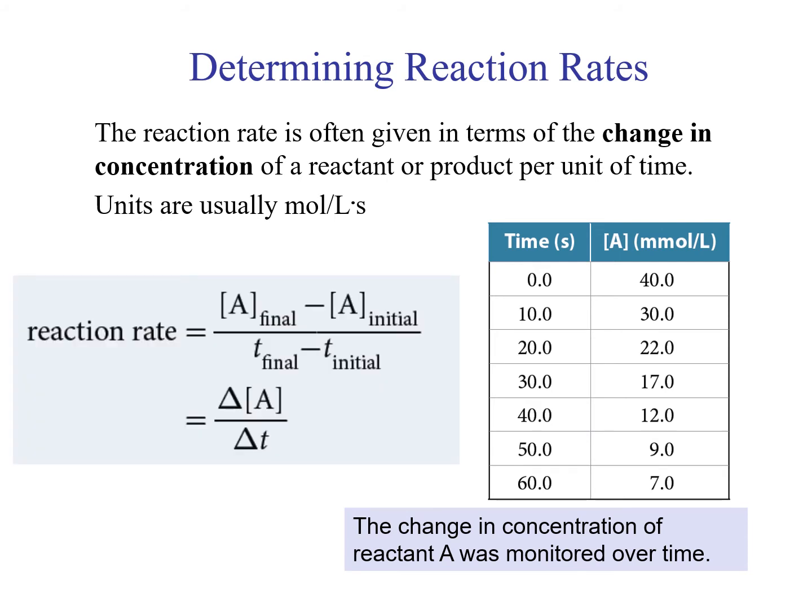Since reaction rate is a change in quantity, in this case concentration, divided by a change in time, it is calculated by taking the final concentration of A minus the initial concentration of A and dividing that by the final time minus the initial time.